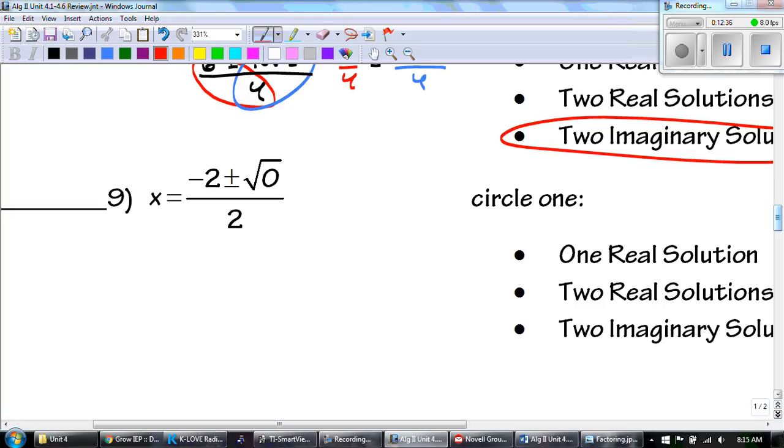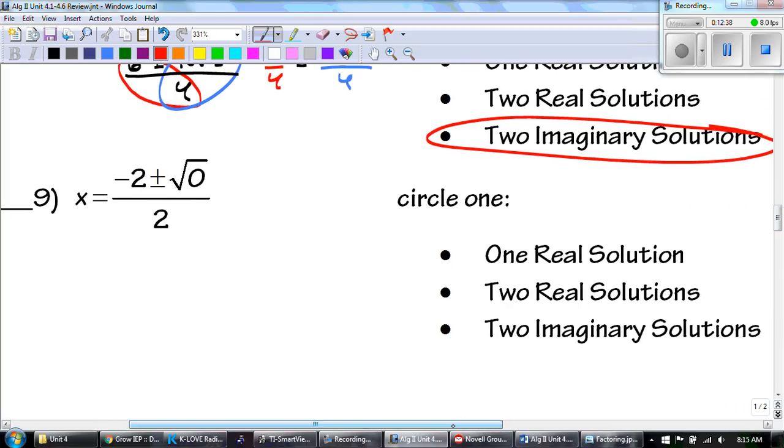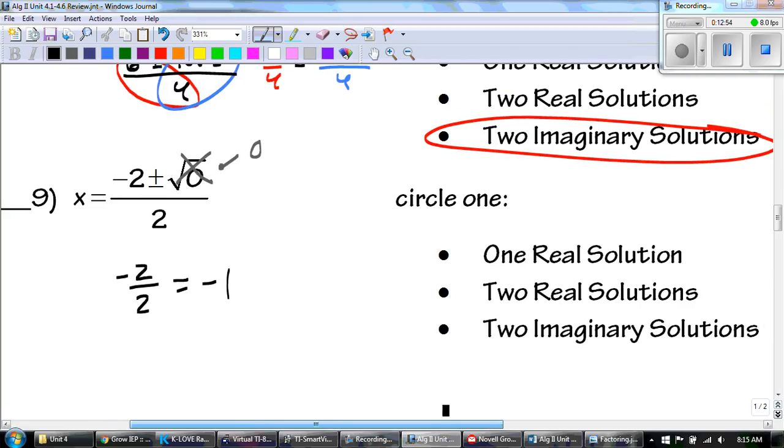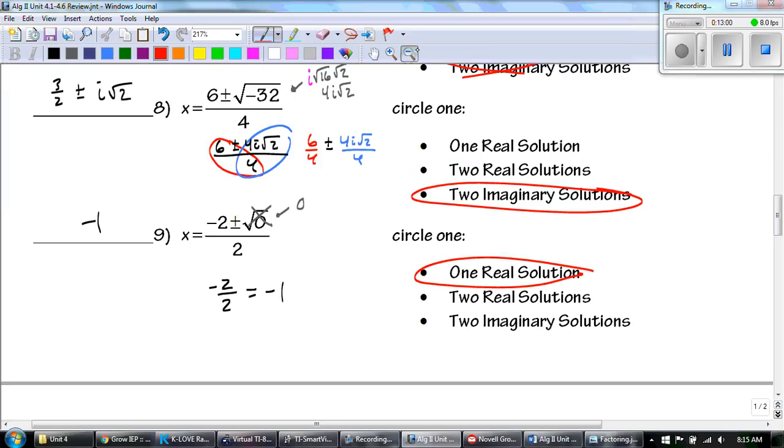Number 9. What is square root of 0? The square root of 0 is just 0, so that kind of cancels out. And all I'm left with is -2 divided by 2, which is -1. And if -1 is my answer, that means that there is only one real solution. Okay.